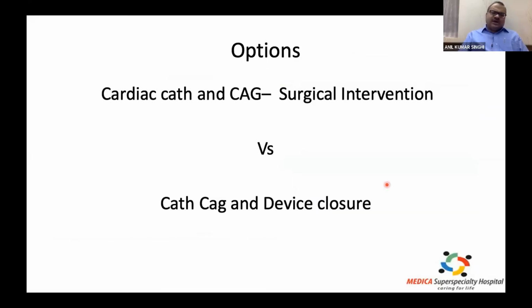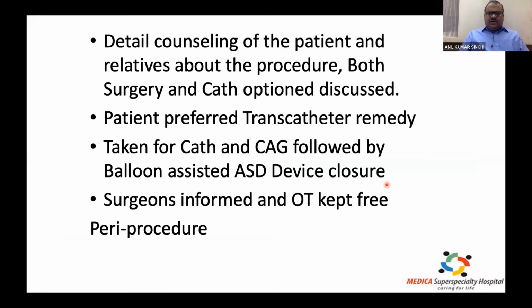So the options were cardiac catheterization, knowing the coronaries, and surgical intervention versus CAG and device closure. The patient opted, after detailed counseling about the procedure, with both cardiac surgery and cath discussed, for transcatheter therapy. So we informed the surgeons, who were kind enough to keep the OT free for us, because there was a risk that the device may embolize.